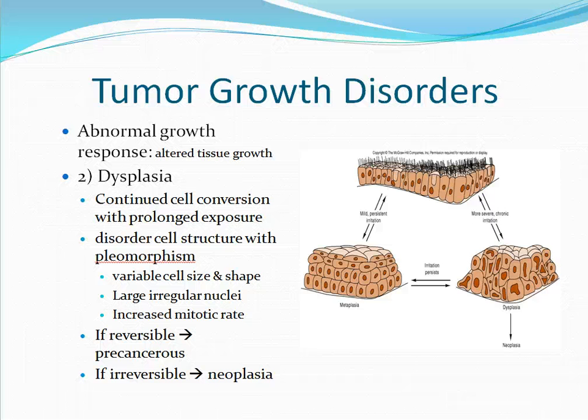If the process is reversible, it is referred to as precancerous. If it is irreversible, then it is called a neoplasia. And again, we can see in this picture, this would be our normal lung, and then with increased exposure to irritants, we see a dysplasia developing. Notice the difference between a metaplasia and a dysplasia. In the dysplasia, the cells are very irregular, all different shapes, and they have very large irregular nuclei. If we can still reverse this back to the normal tissue, then it is called a precancerous state. But if it can no longer be reversed, then it is a neoplasia.